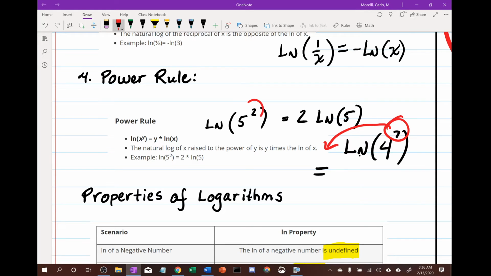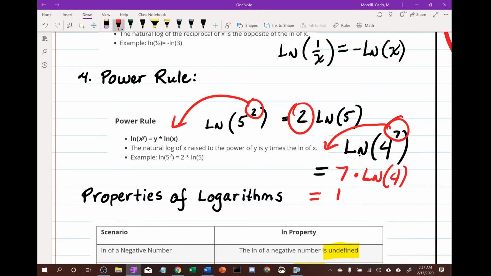See, look what happened here. The 2 came down. You ever heard that song, The Devil Went Down to Georgia? See, the 7 went down to the left side of the ln of 4. It's got the same kind of ring to it, right? Seven times ln 4.